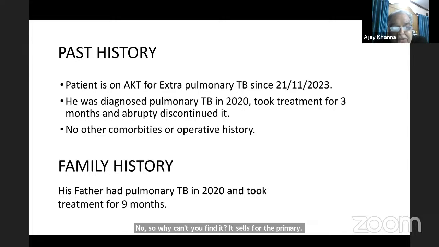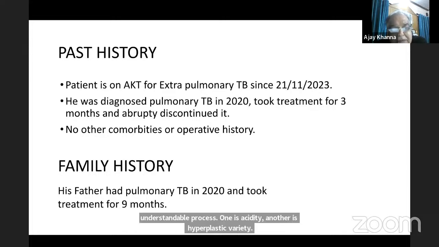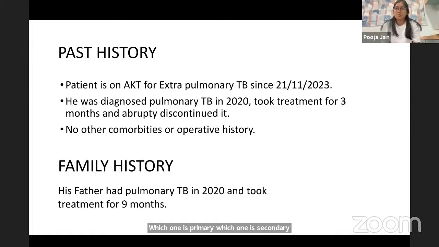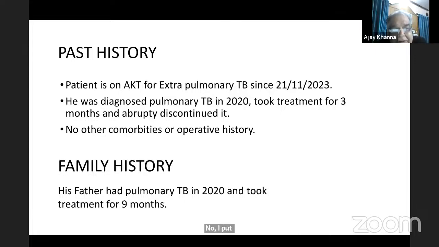If somebody has pulmonary tuberculosis, and secondary to that something else, like in the abdomen, intestinal tuberculosis: one is the ulcerative variety, another is the hyperplastic variety. Which one is primary, which one is secondary? Hyperplastic is primary because it occurs over the Peyer's patches. There is no pulmonary tuberculosis. While the ulcerative variety is secondary, associated with pulmonary tuberculosis. Similarly, cervical lymphadenitis is also primary tuberculosis, not the secondary one.